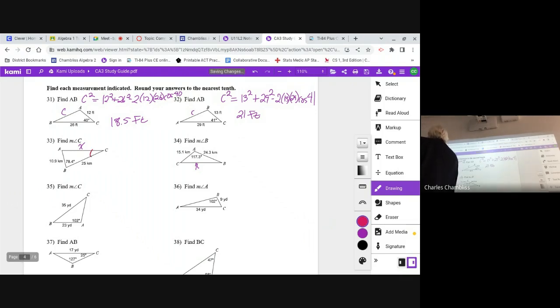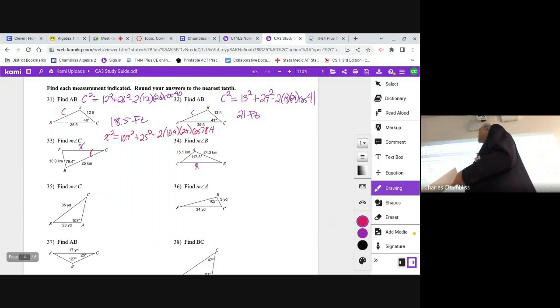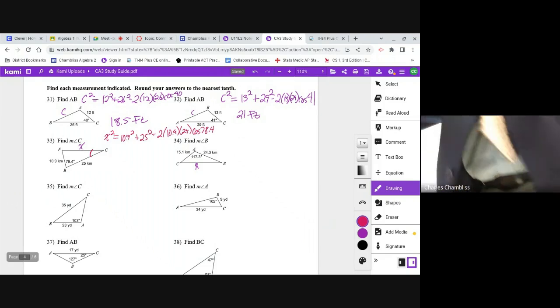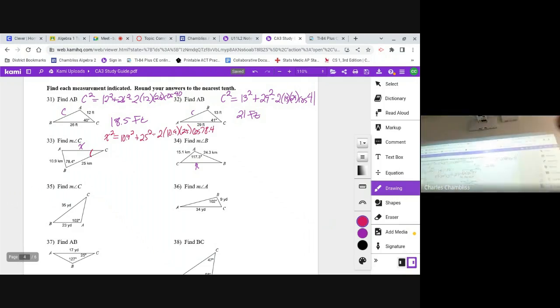So I'm going to set up the law of cosines. X squared equals 10.9 squared plus 25 squared minus 2 times 10.9 times 25 cosine 78.4. Type that into the calculator to get a number, just like I worked in 31 and 32.